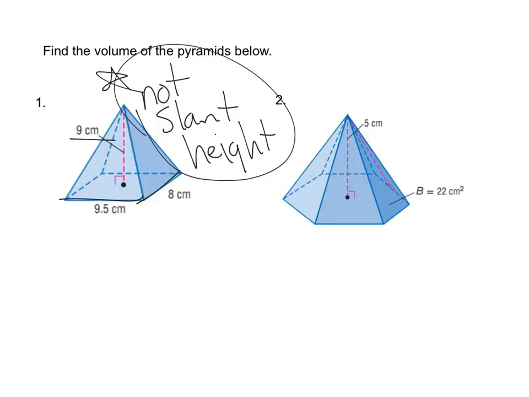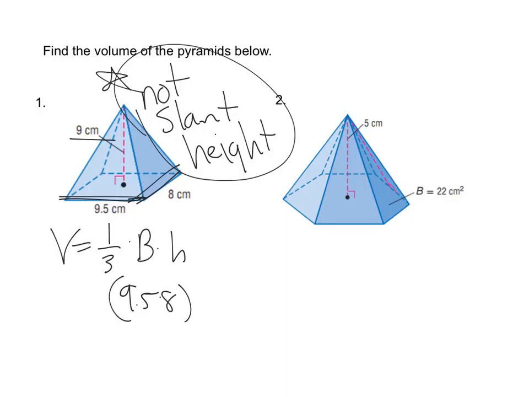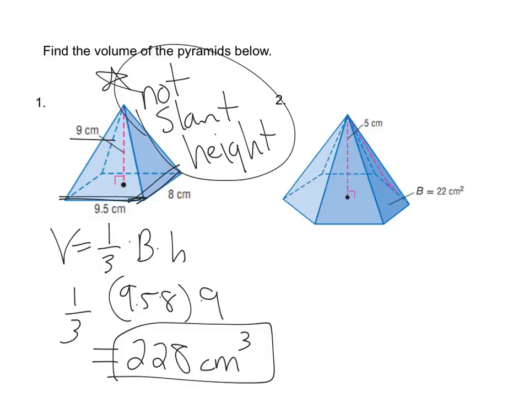So volume equals 1/3 times the base times the height. Area of the base, it's a rectangle, so you take 9.5 times 8 times 9 divided by 3. So I get 228 centimeters cubed. Make sure you're labeling correctly. Make sure you put that 3 there.